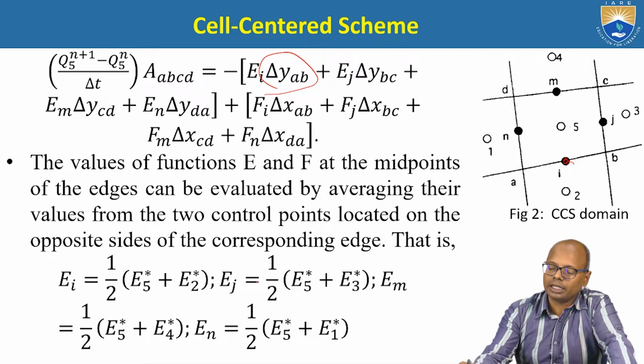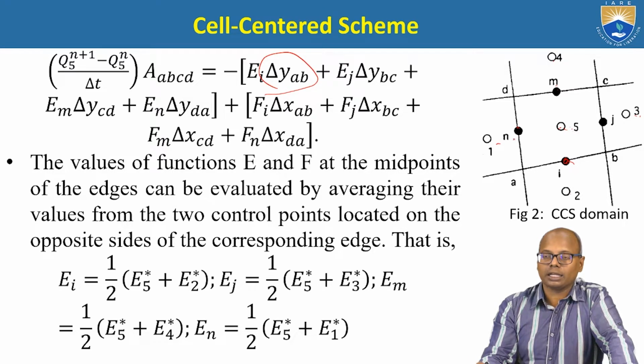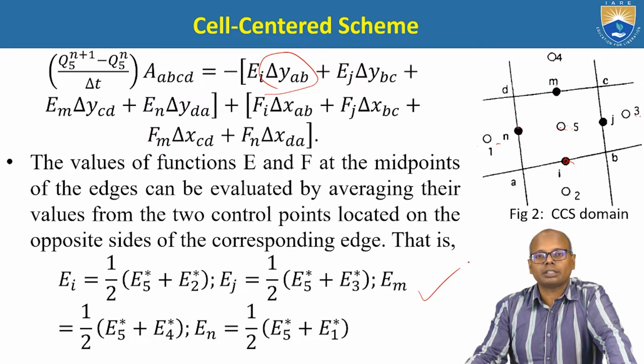And similarly, EJ is in between 3 and 5. So, for finding EJ, I have to take the average of E5 and E3. Similarly, M is in between 5 and 4. For calculating EM, what I have to take? I have to take the average of 5 and 4. And N is in between 1 and 5. So, for calculating EN, I have to take the average of 5 and 1. So, like this, I have to take averages of these values of E for cells 5 and 2 to get the value of E for I, because it is in the middle of cells 2 and 5.